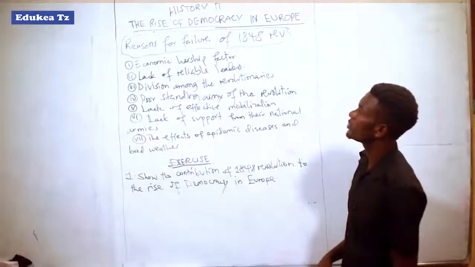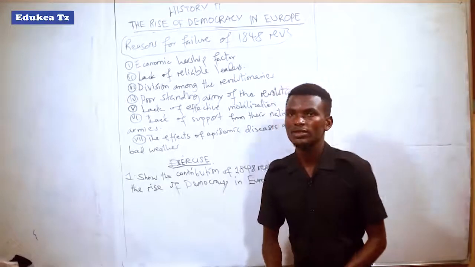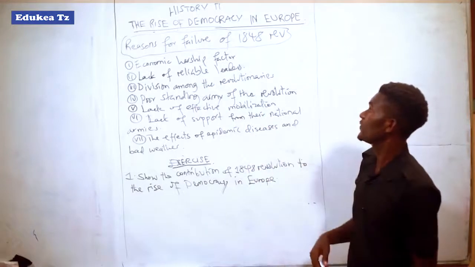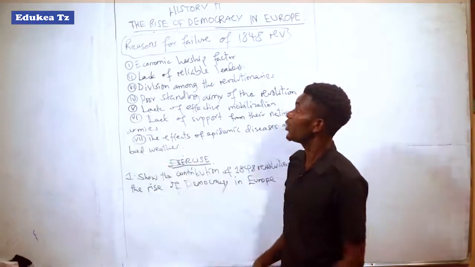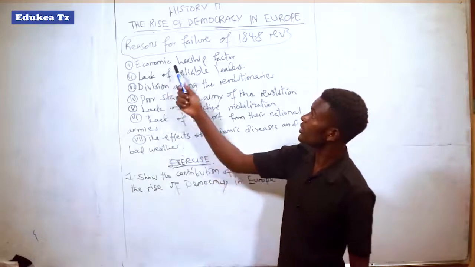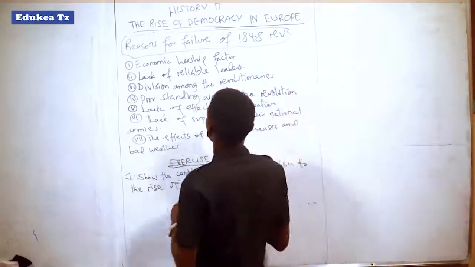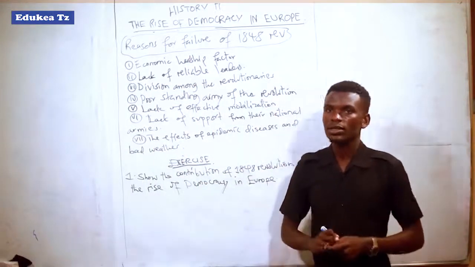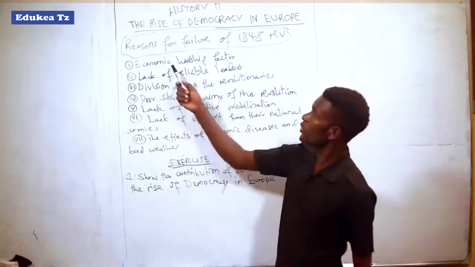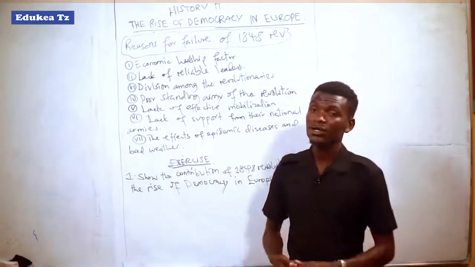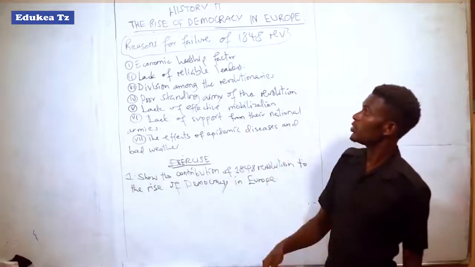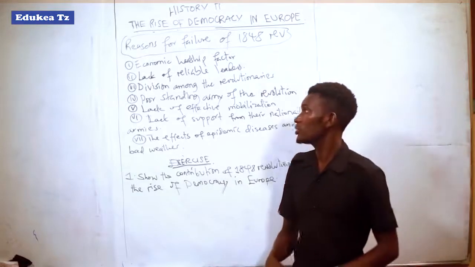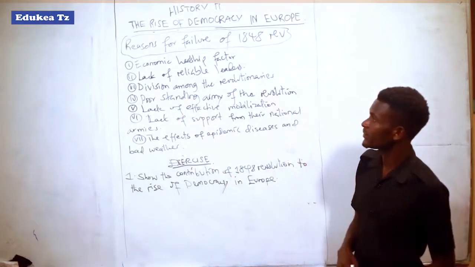After looking at the common features of the 1848 revolutions, let us see the reasons for the failure of the 1848 revolutions. The first reason was the economic hardship factor. It means that during 1848, the economy of the respective countries was hard, or they had an economic slump due to the previous economic crisis which European nations were facing.